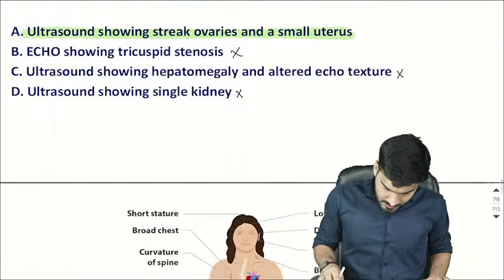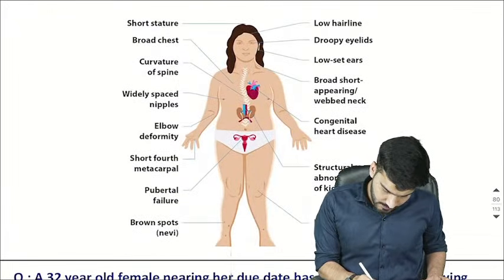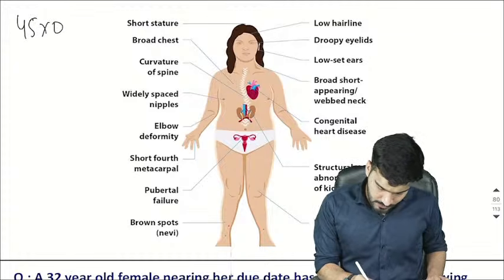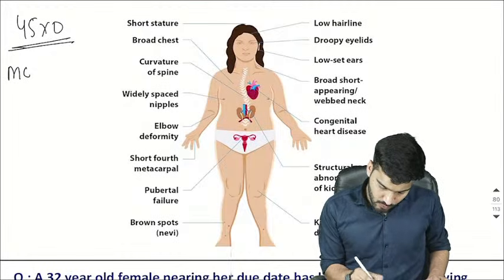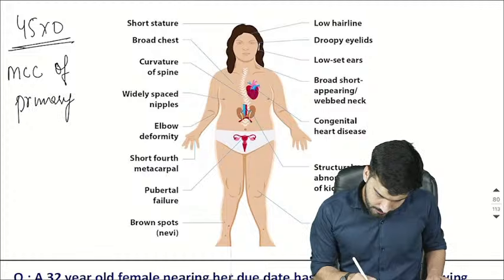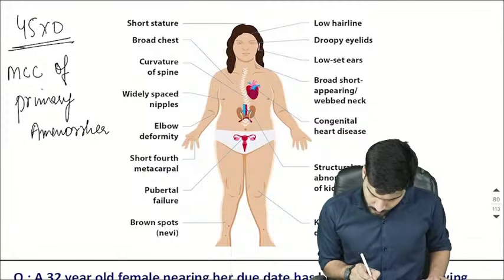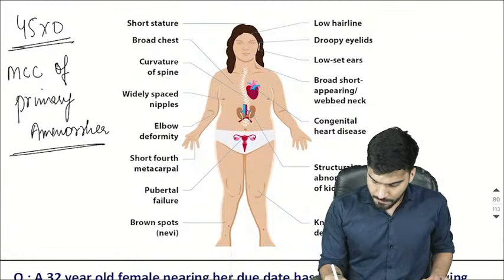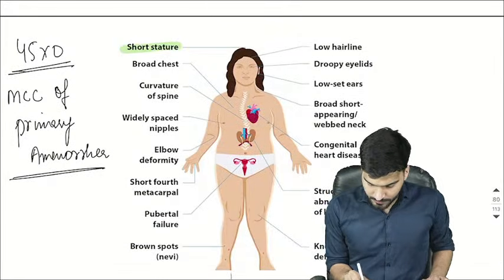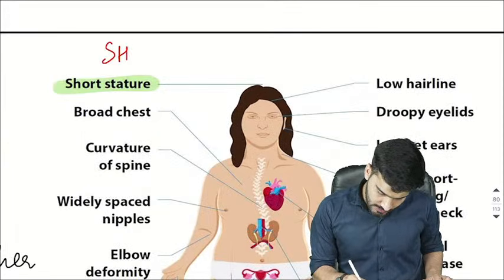Okay. Now, sir, what exactly is a Turner syndrome? So first of all, it is 45XO monosomy, and it's the most common cause of primary amenorrhea. That is the first thing, 45XO. Second thing about the Turner syndrome is there is a short stature, and for the short stature, what is going to be the gene defect? It's a SHOX gene.